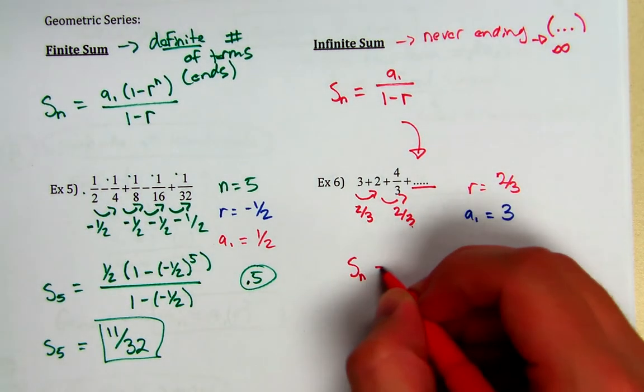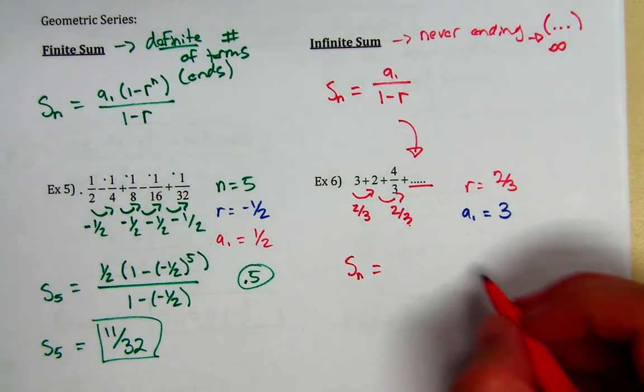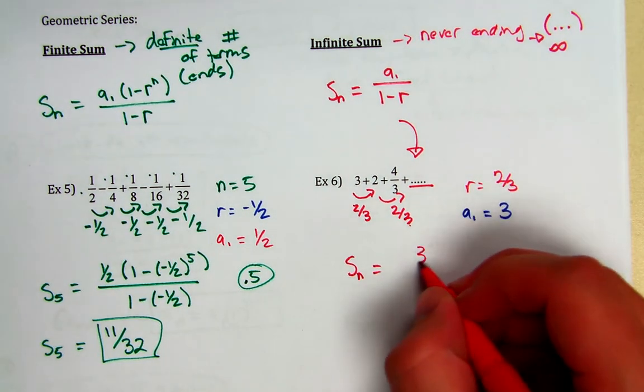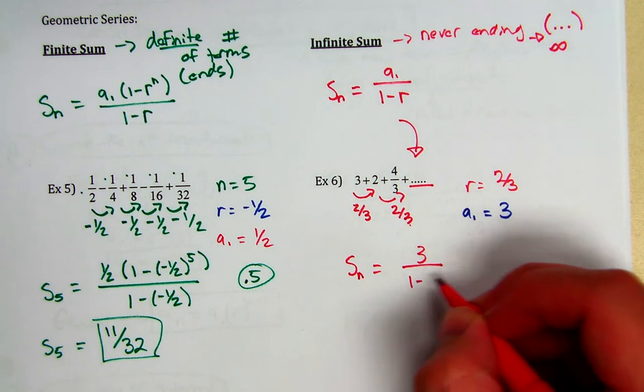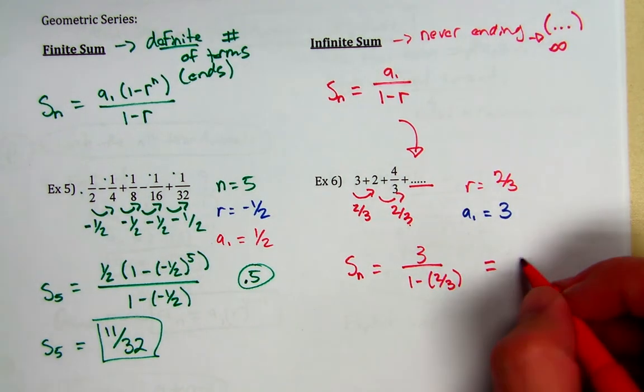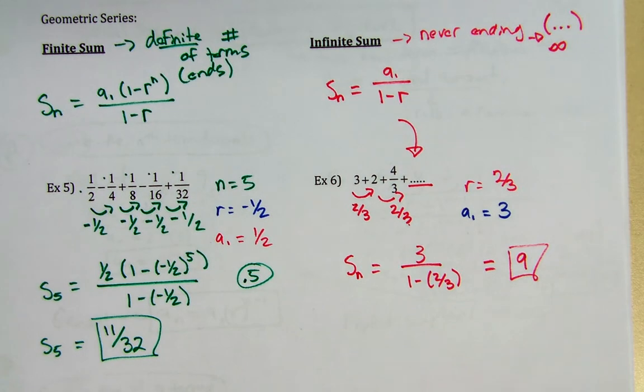So S to infinity really equals our first term, 3, divided by 1 minus 2/3. And that is going to actually give you just a solid number of 9. That series will approach the sum 9.